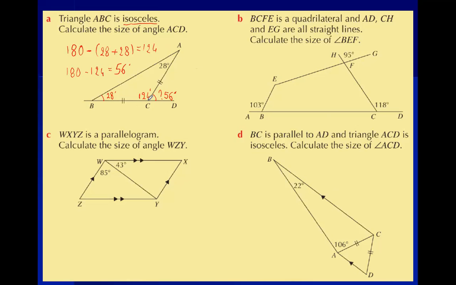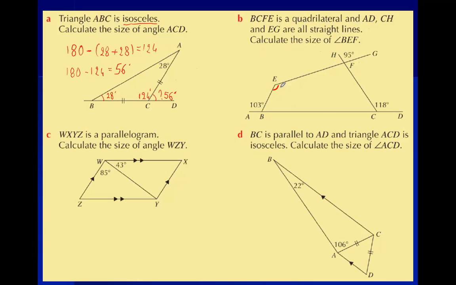Using properties we've just looked at a minute ago. In B, we're told that we've got a quadrilateral here. We've been given some other angles. Now calculate BEF. So I'm going to find out where BEF is. So this is F, so BEF is this angle.